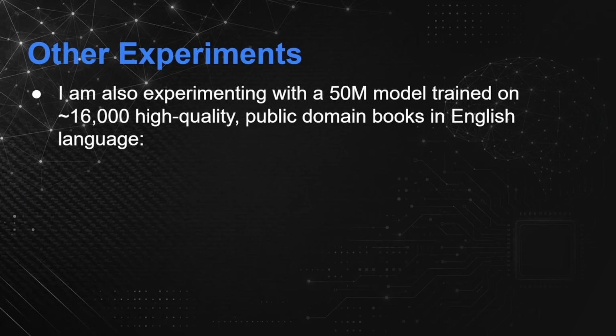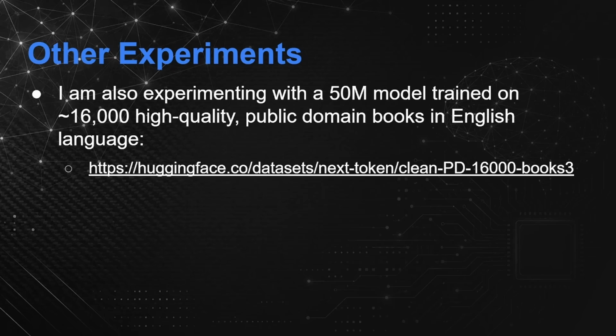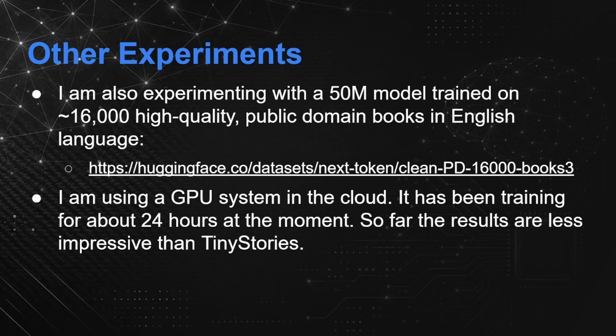Now, of course, this then leads you down a black hole. I'm starting to think I could train a bigger model. So I started with a 50 million parameter model trained on 16,000 high quality public domain books in the English language. You can find that data set on Hugging Face. There is the link to it. And I'm using a GPU in the cloud because I'm getting tired of it running on my GPU here and generating all that hot noise and heat. Been running it for about 24 hours, and the results aren't nowhere near as impressive as the Tiny Stories data set.